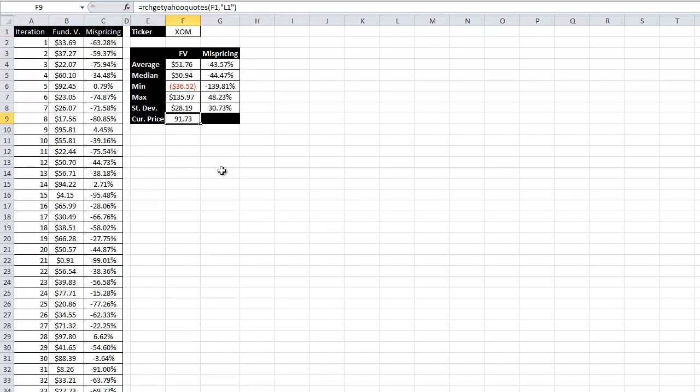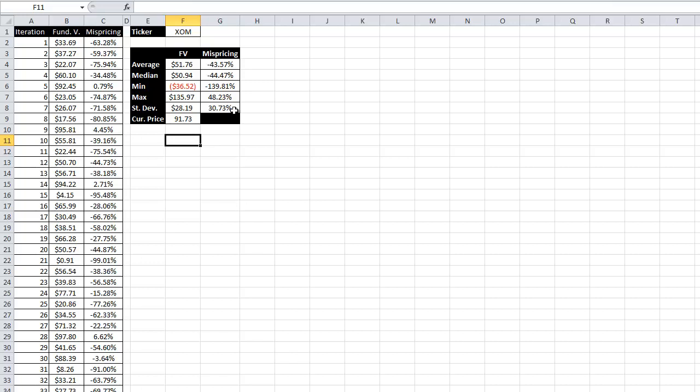When we do 500 iterations, the highest price we get is $135. The lowest we get is -36. Now, that's obviously nonsense. You can't get a negative price for a stock. If we wanted to, we could go in and play with it and truncate that at 0, but I'm actually just going to leave it. We can see that the average is $51.76 and the median is $50.94. So based on the information I'm seeing here, I'm not optimistic about wanting to buy this stock.